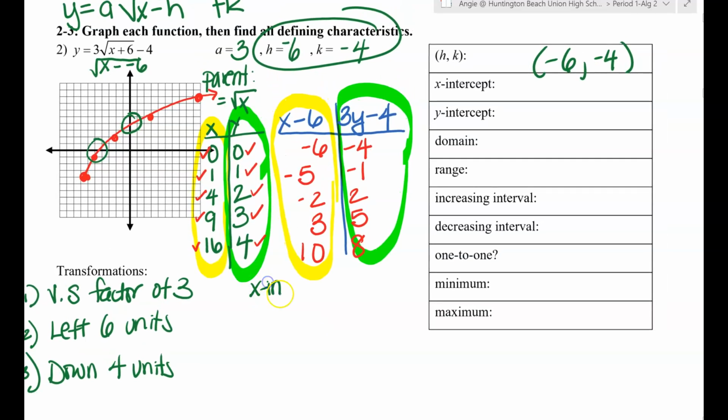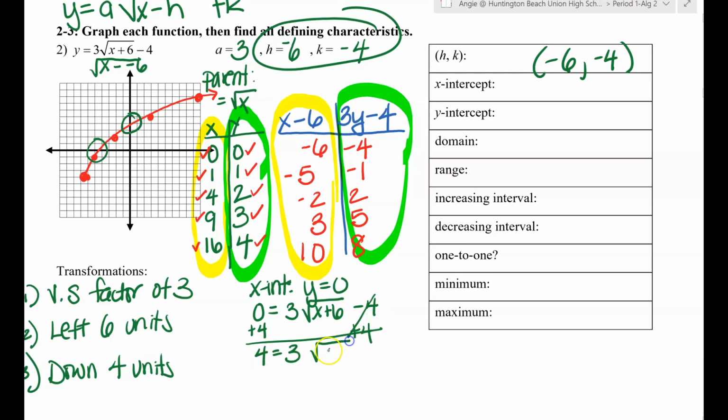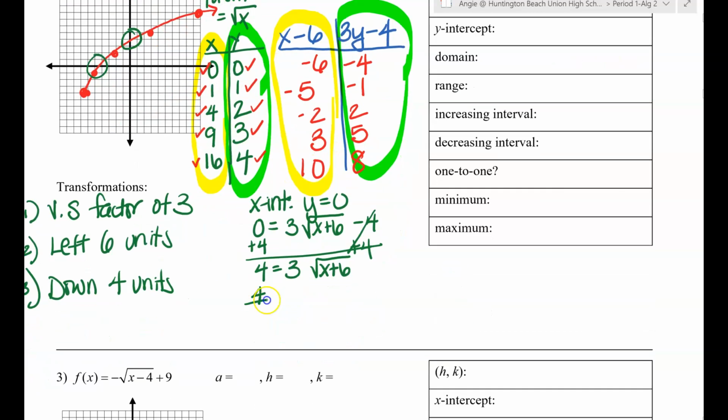So x-intercept is when y has to equal 0. So we are going to go, okay, well 0 equals 3 times the square root of x plus 6 minus 4. And we solve for x as we would always by first adding 4 to both sides. After that, we will divide both sides by 3. Your goal is to isolate your radical. So if we divide both sides by 3, we now get 4 over 3 equals square root of x plus 6.